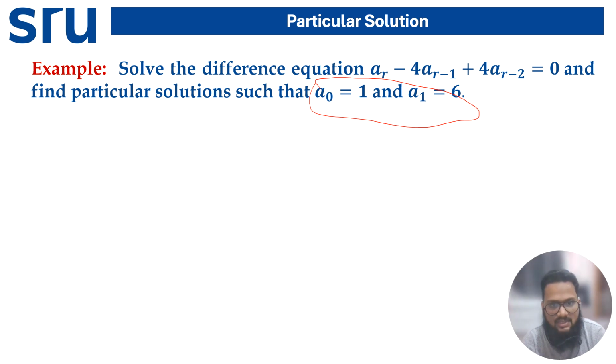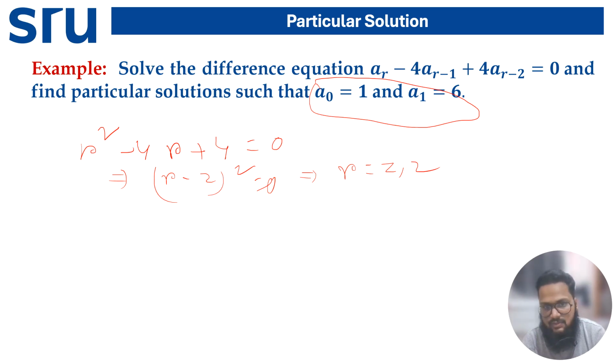See, from this you can see a_k and a_{k-2}, so the difference is 2, so the degree of the characteristic equation will be 2. So r square is the start, then minus 4 is the coefficient of r, then plus 4 is the constant, equal to 0. If you solve it, you will get (r minus 2) whole square equal to 0. So you get r value twice as 2, because the same factor is repeated. So alpha 1 is 2 and alpha 2 is also 2, both are real and repeated.